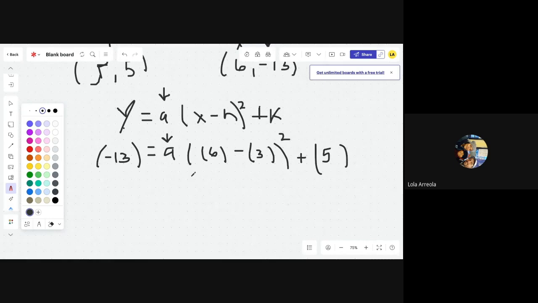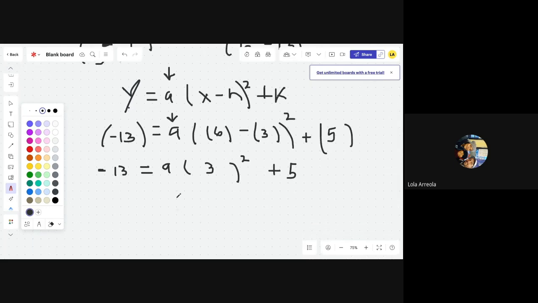Okay, now I try to simplify this out a little bit. I have negative 13 is equal to A. All right, can I simplify 6 minus 3? 6 minus 3 is just 3 squared plus 5. Okay, I'm going to simplify 3 squared to 9. So I have 8 times 9. When they're next to each other, it means times. That's why I put parentheses. All I did was simplify 3 squared to 9, and I still keep it in parentheses to emphasize that it's still being multiplied.